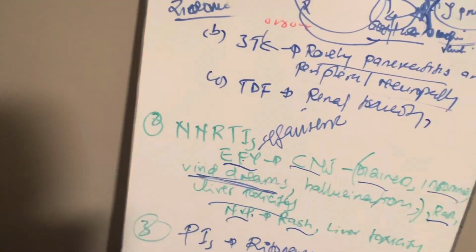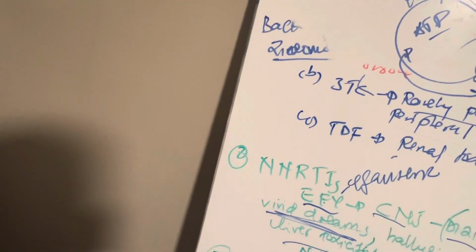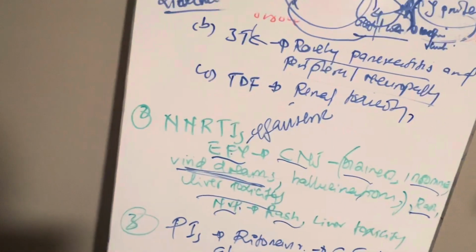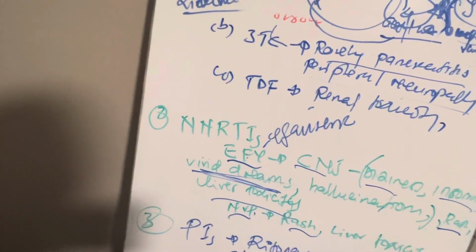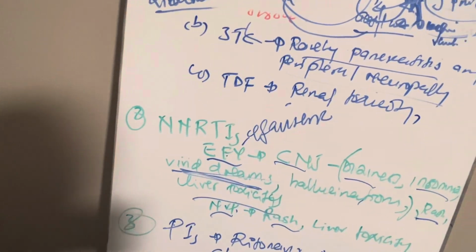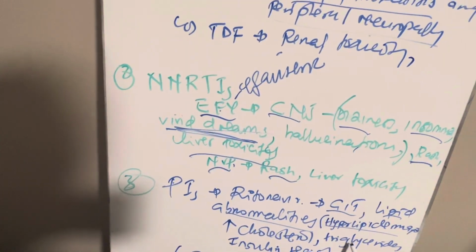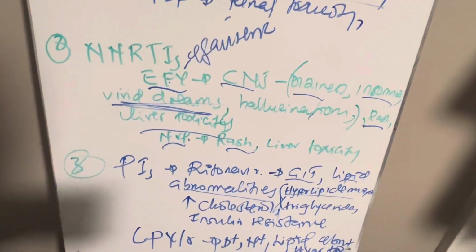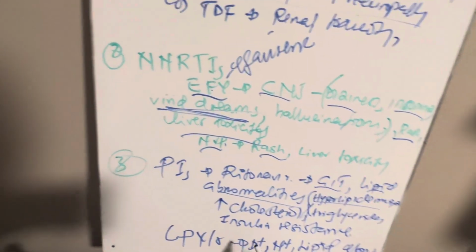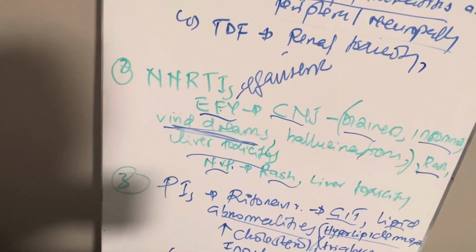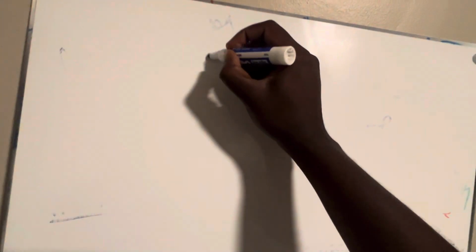NVP, nevirapine: rash, liver toxicity. Protease inhibitors can cause GIT effects, lipid abnormalities such as hyperlipidemia, high cholesterol, high triglycerides, and insulin resistance, so can lead to diabetes, and even can worsen it if someone is RVDR.